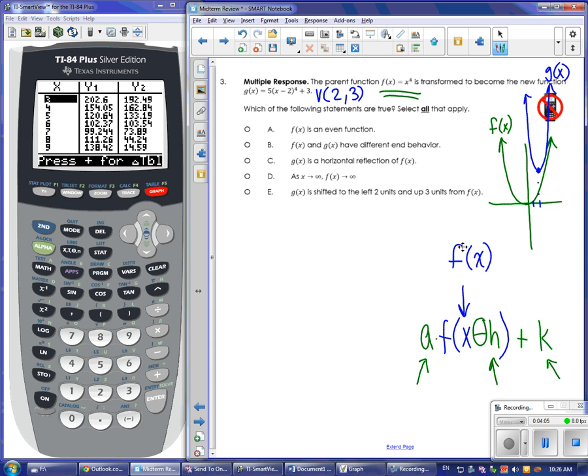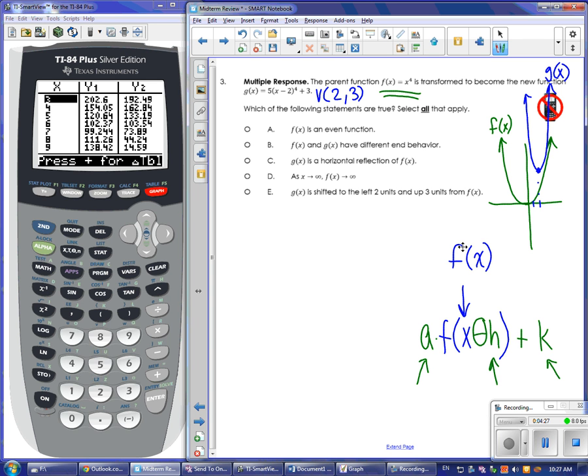So for this problem, since you're going to be answering questions about different characteristics of the graph, it might help to sketch both graphs on your paper. And again, you do need to kind of remember about power functions, even and odd powers, and what they're going to look like from far away. Okay, so now which of the following statements are true?